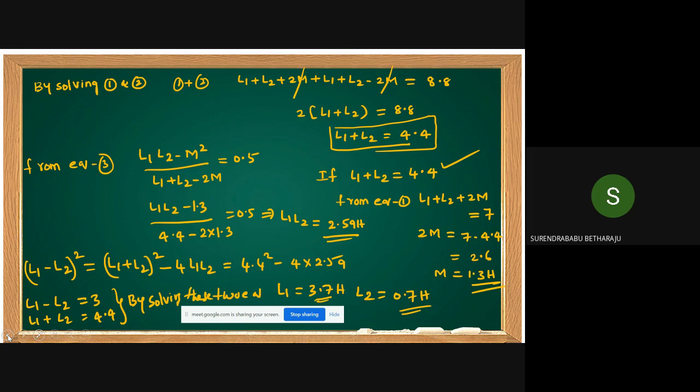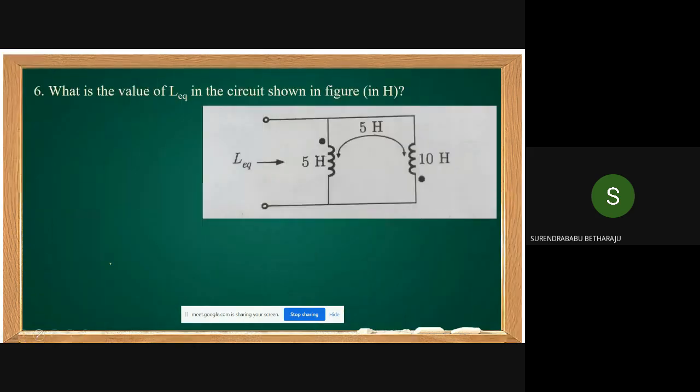In detail about these formulas, I already discussed in the previous sessions. Those who have not attended those sessions, please go through that once again. This is the calculation of L1, L2, and M is already calculated. That is M equal to 1.3 Henry. It's a very simple question. You can answer in a fraction of a minute. I'm expecting an answer from you. What is your answer, students?